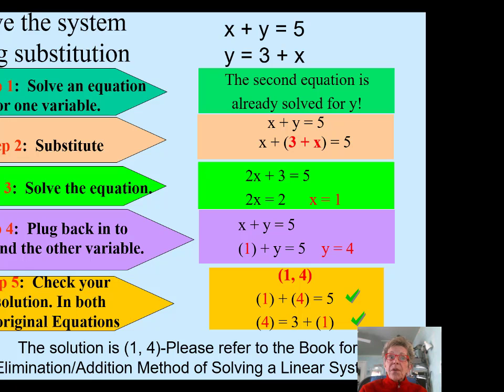Please refer to the book for the elimination addition method of solving linear systems, and I hope you paid attention carefully because I will be asking you a PS question on this video.